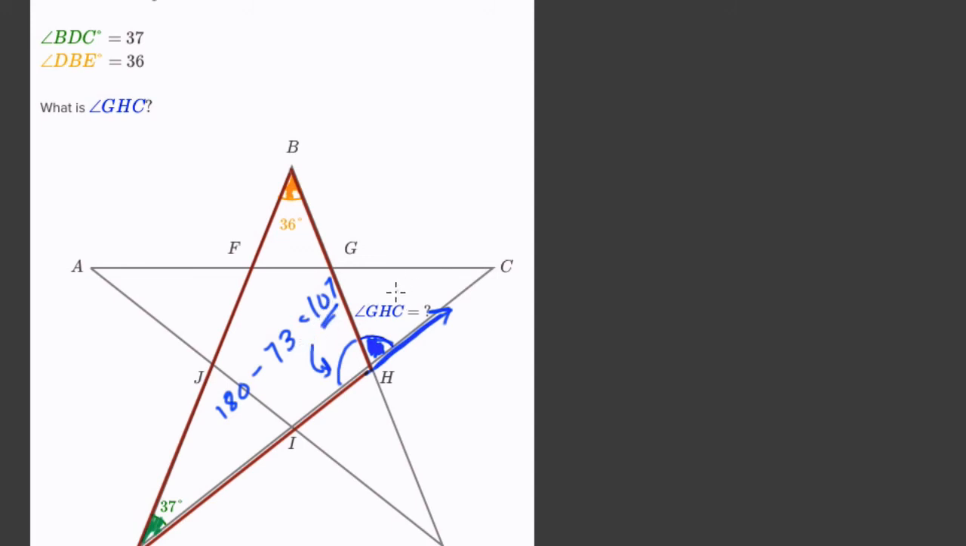So GHC is also, again, supplementary to 107. So I subtract 107 from 180, and I get 73 degrees. So this angle here was 107. This is 73. Together they make 180, and the answer is 73. Also, it's an exterior angle, so it equals the sum of 36 and 37.